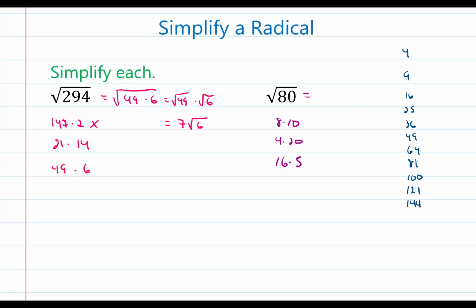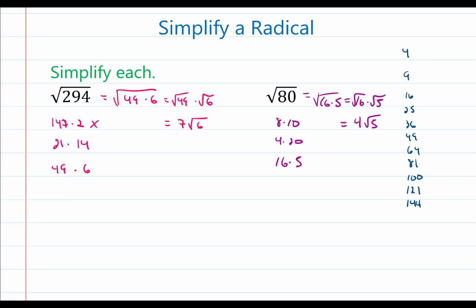And so we can break this up into the square root of 16 times 5, which is the square root of 16 times the square root of 5. And the square root of 16 we all know is equal to 4, so it's going to be 4 times the square root of 5. And that's its simplest form.